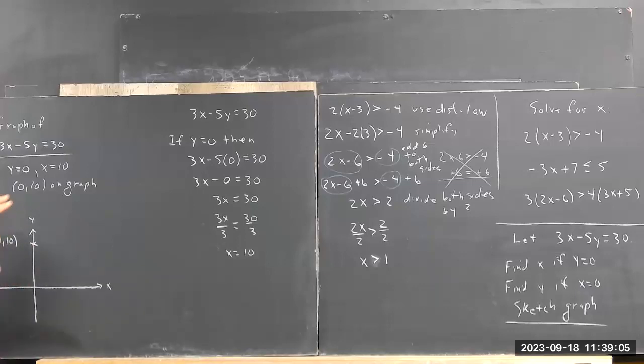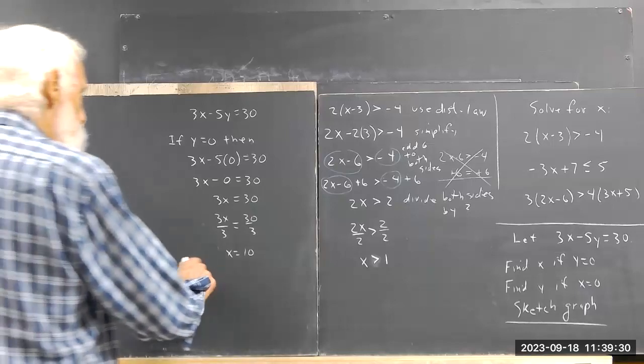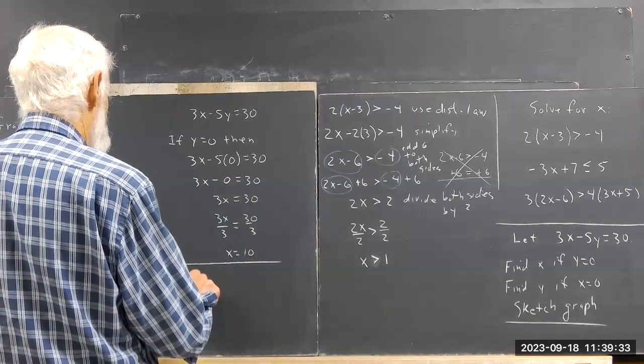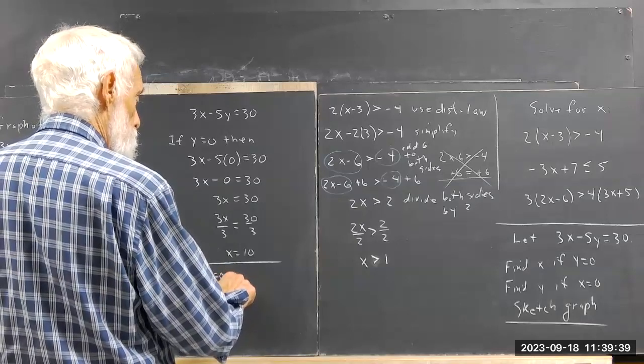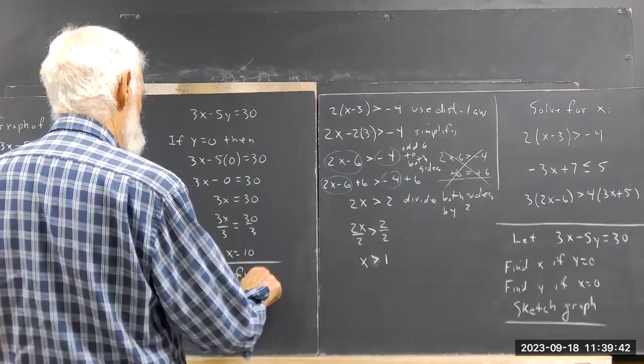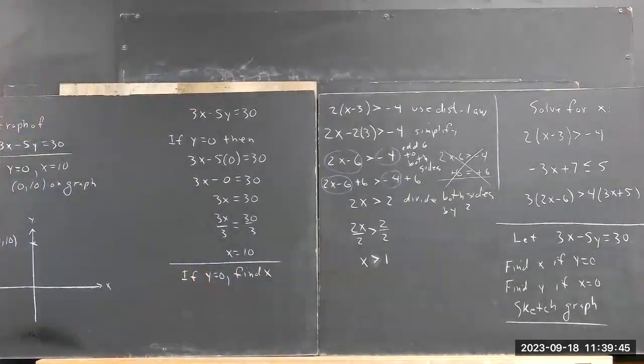Rather than have a grid marked out with a scale on it, if you don't know what scale to use for the graph, you can just do this. Now that you know that this is 10, you know that this is 10 units here. And then you can divide the graph up and make a scale. We'll do that in a minute. But first, if y equals 0, we're going to find x.